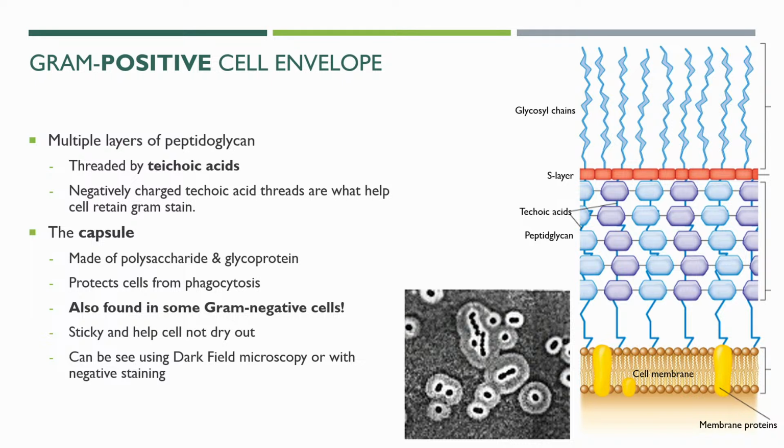This capsule is also found in some gram-negative cells, not all. And so, yeah, this is dark field microscopy or negative staining. Remember, negative staining helps to stain the background so you can see the capsule better.